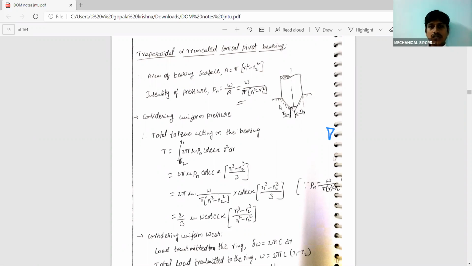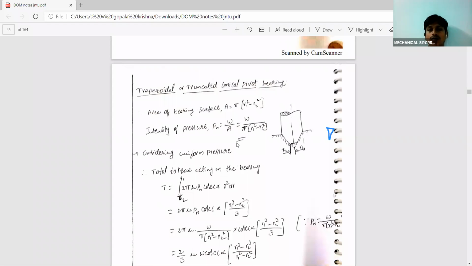Again we follow the same procedure. That is one small ring there. Actually it is not represented here, but the ring is there. The total torque acting on the bearing, T equals the integration with limits R1 to R2, because outer radius R1 is there and inner radius R2 is there, of 2 pi mu Pn cosecant alpha r square dr.